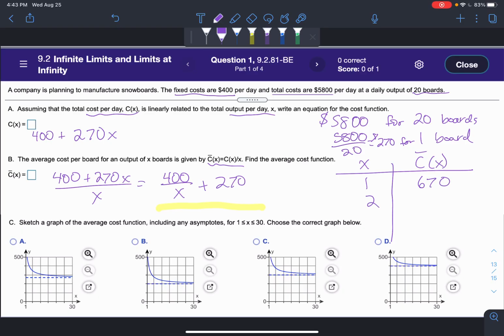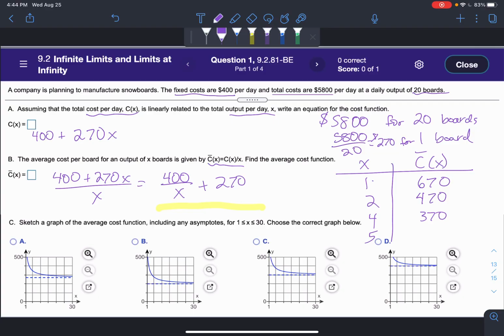So all I'm doing is plugging this x value into my average cost function. I'm gonna skip to 4. Divide 400 by 4, that's 100. So I'm gonna get 370. Let's do one more. Let's do 5. If I divide 400 by 5, I get 80. And 80 plus 270 would give me 350, I believe.